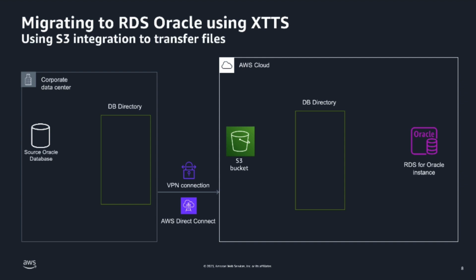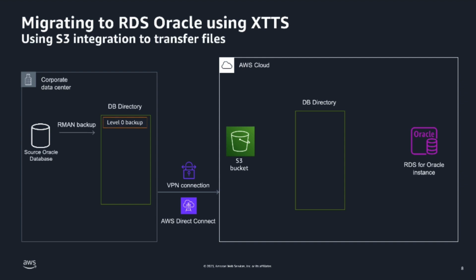As you can see, there is a source Oracle database with a directory object pointing to a location on that database server. This is the location where RMAN backups and metadata export dump are created. Similarly, there is a target RDS for Oracle instance, which has a directory object pointing to a location on that RDS for Oracle instance. This is the location from where RMAN backups and metadata dump files can be accessed by RDS for Oracle instance. Now let's look at the process.